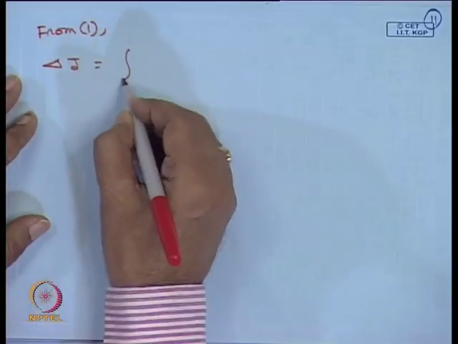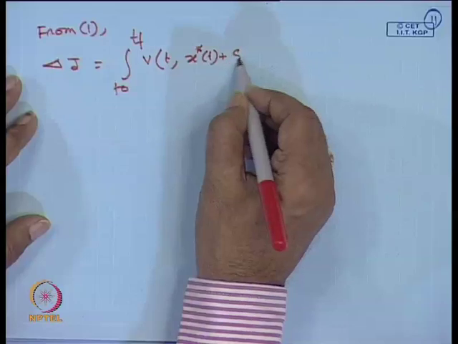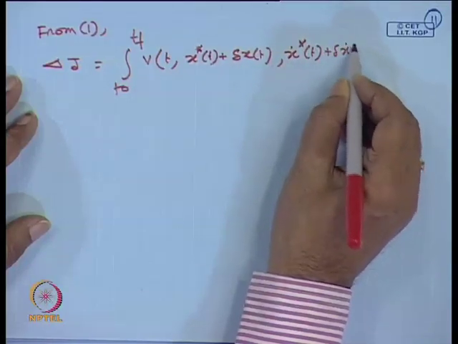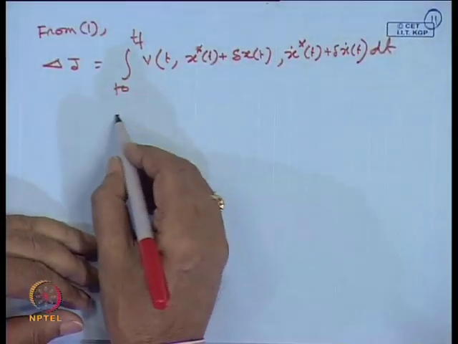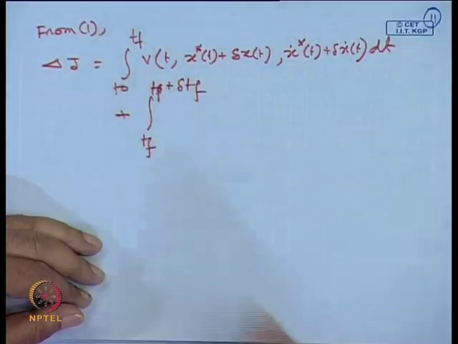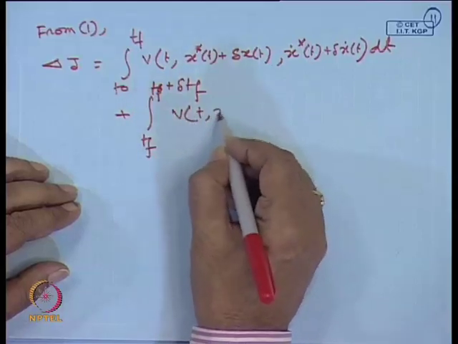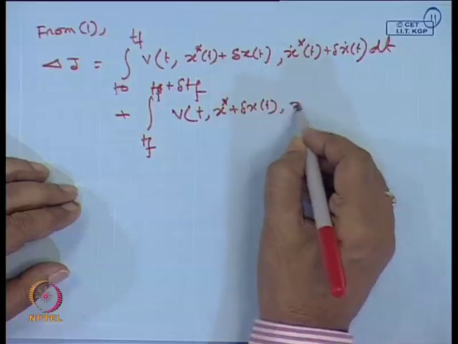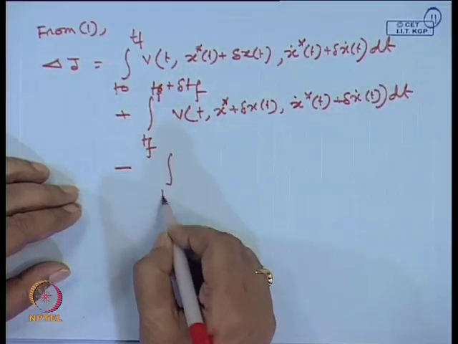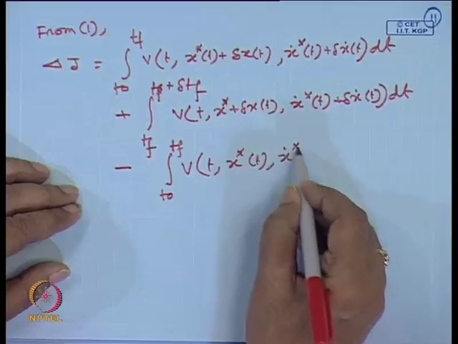delta j is equal to integral t 0 to t f of v t, x star of t plus delta x of t, x dot star of t plus delta x dot of t, this into dt, plus integral t f to t f plus delta t f. Agree? So, this part I split up into two integral parts, and this argument is the same, x star of t plus delta x t, x dot star of t plus delta x dot of t, dt, minus along the optimal trajectory v t, x star of t, x dot star of t, dt.